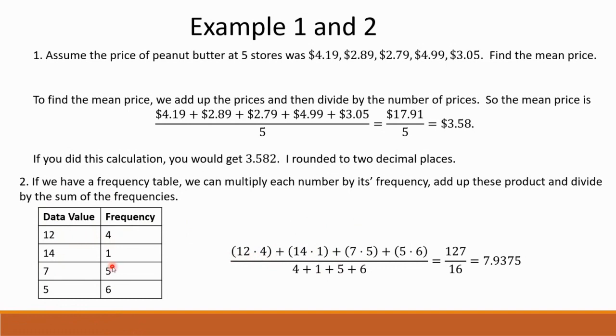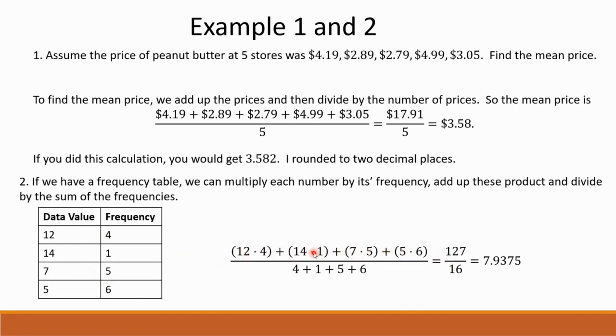Same thing with 14. 14 is listed once, so you just have 14 on top, which is the same as 14 times 1. 7 times 5, you list 7 5 times. If you add it up, that sum, which is 35, is the same as 7 times 5. So in other words, for the mean, you add up the data values by just multiplying each one by its frequency. And you do that sum.